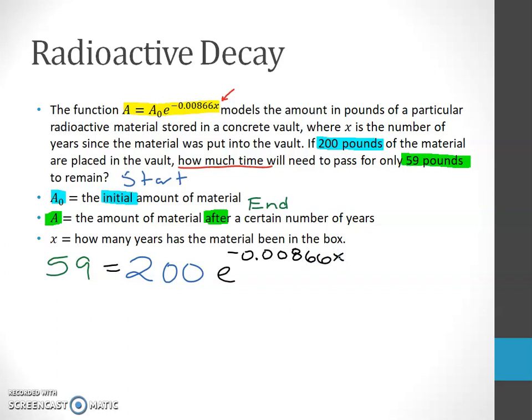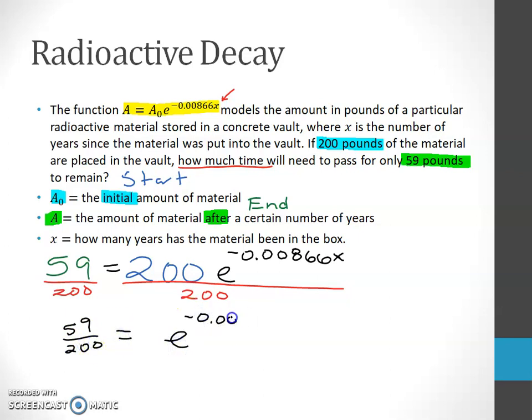Our goal is to try and get that x by itself. So when I see that x, I see that it's up in the exponent. And I need to remember the only way I can get that thing down is I'm going to have to hit that with a log. But before I can hit that with a log, okay, I've got to get rid of this 200 that's in front of it. So my first step for this should be to divide both sides of this by 200. Okay, which I'm just going to leave as 59 over 200 equals E to the negative 0.00866x.